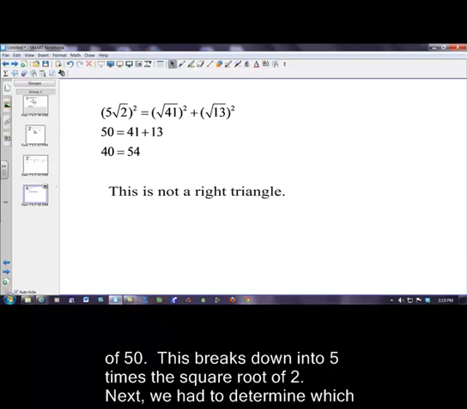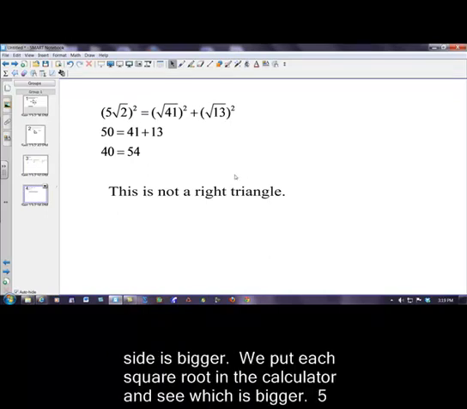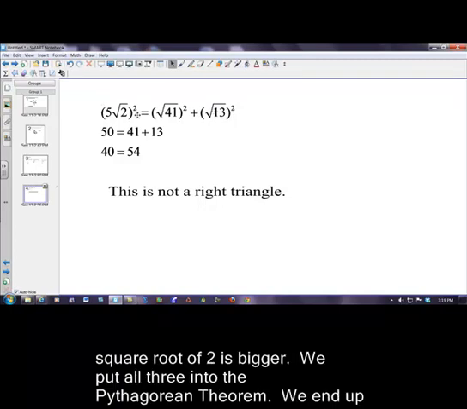Next, I had to determine which side was bigger. So actually I put 5 square root of 2 in my calculator, the square root of 41 in my calculator, and the square root of 13 in my calculator, and I checked to see which was the biggest side. 5 square root of 2 is bigger than the other 2, so I put all 3 into my Pythagorean theorem, but I put 5 square root of 2 in place of C because it's the biggest side.